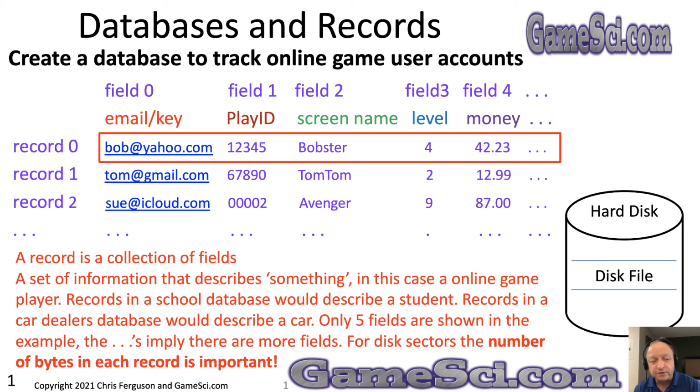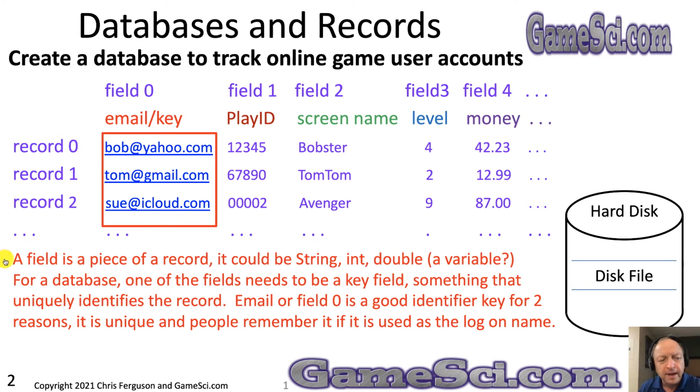For disk sectors, the number of bytes in each record is very, very important. What's really critical to understand is how many bytes of data stretch from here to the end of the record. Does it take 100 bytes to store this data? Does it take 250 bytes to store this data? You need to know the size of each record. A field is a piece of a record. It's a column in our data. It could be a string, an int, a double, it could be a variable.